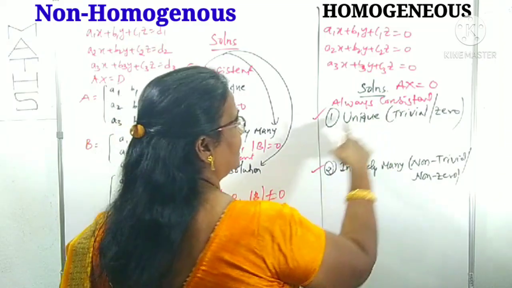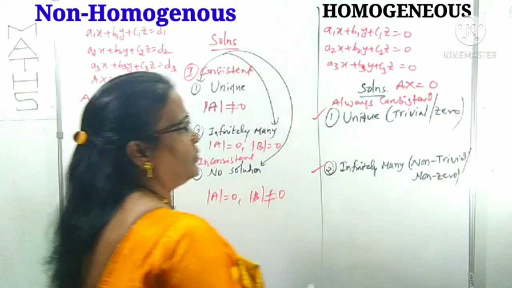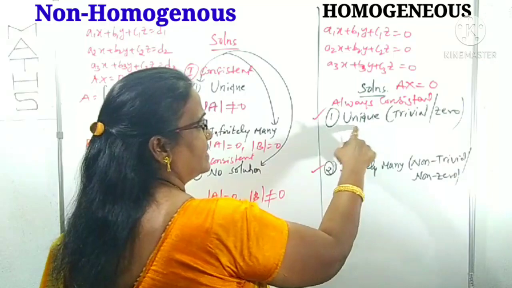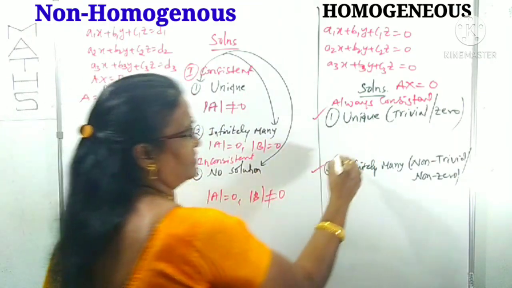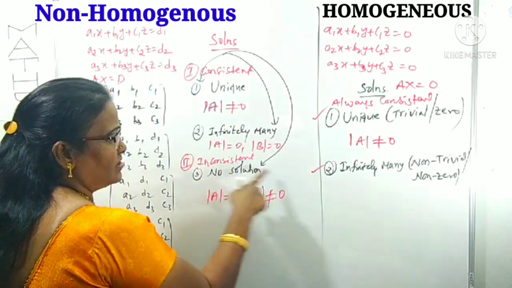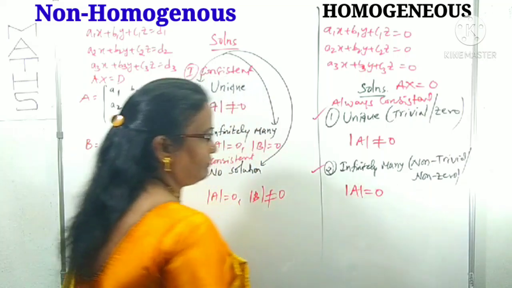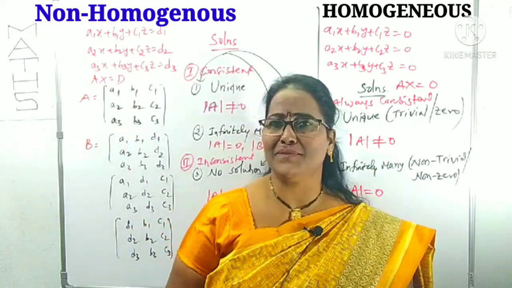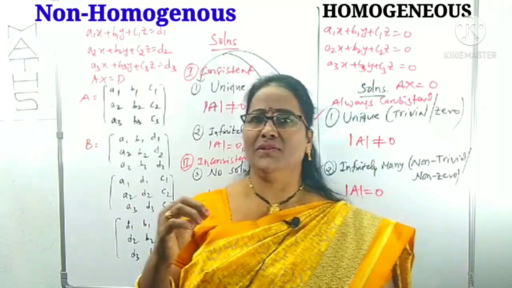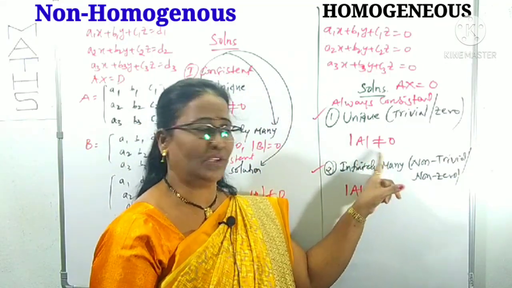Now, as usual, here there is no D, which means there is no question of B. So we only have to concentrate on A in the homogeneous case. What is the unique solution condition here? Det A not equal to 0, right? Same here also. And for infinitely many solutions, what is the condition? Det A is equal to 0. That's it. In case of a homogeneous system, the unique solution is also called the zero solution or trivial solution. That is the condition det A not equal to 0.